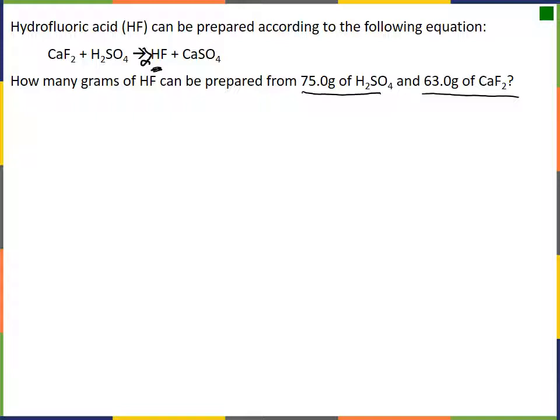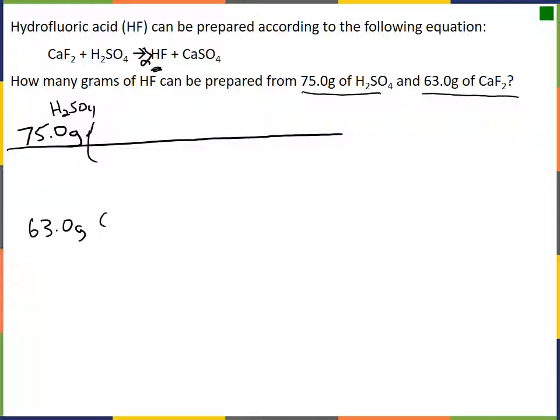Moles of what we have. Well, we have to consistently start and calculate the moles from the grams of each of these 2 reactants. So we're going to start out with 75 grams of sulfuric acid. We're also going to do 63 grams of calcium fluoride, and we're going to calculate how much HF, only because that's what they're asking us for, we can make from each of these 2. The one that is smallest comes from the limiting reagent.